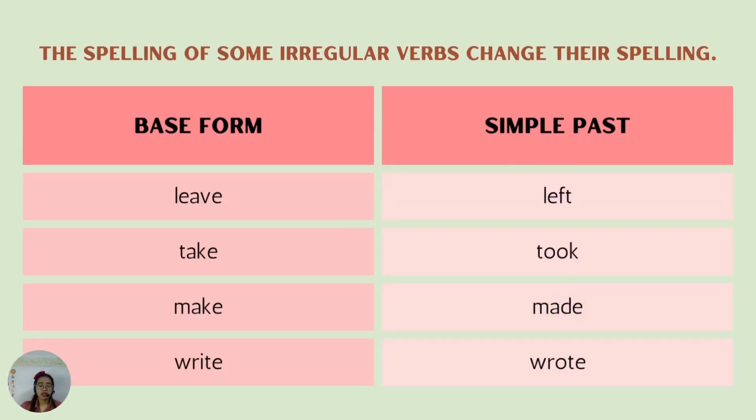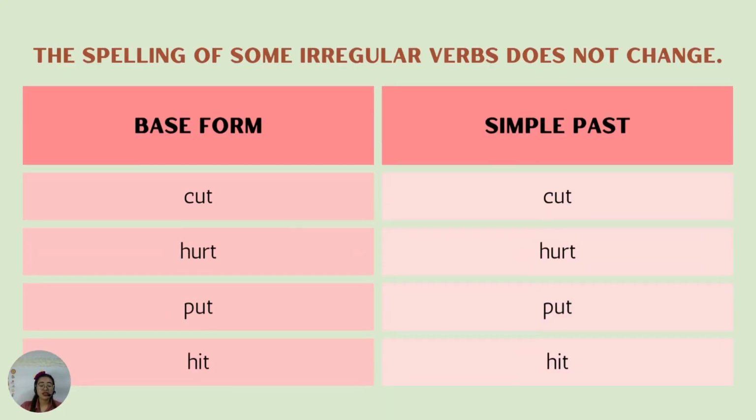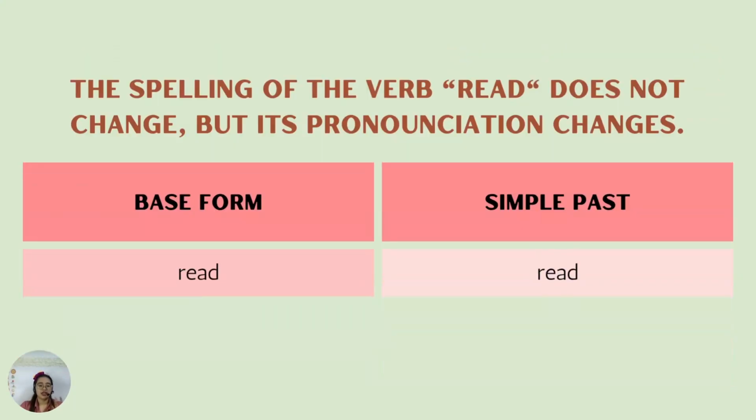Irregular verbs change their spelling when we transform them into simple past. Like leave will become left, take, took, make, made, write, and wrote. These are the irregular verbs that change their spelling. But there are also irregular verbs that do not change their spelling when we go to the simple past, like cut will still be cut, hurt, hurt, read, let, hit, put.